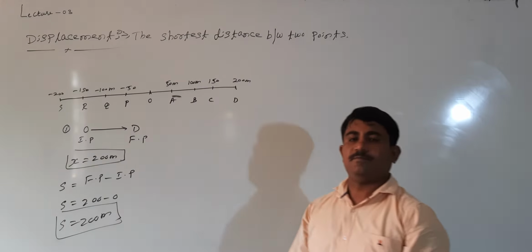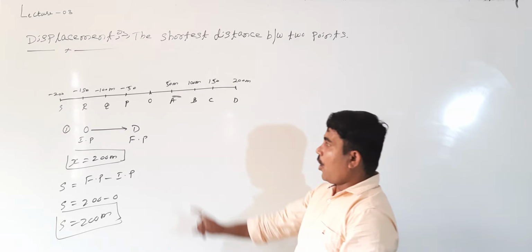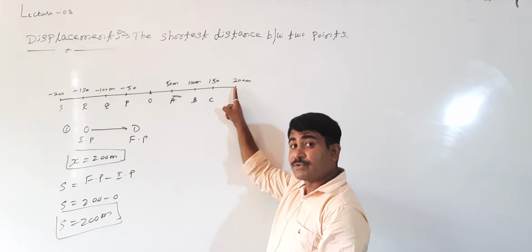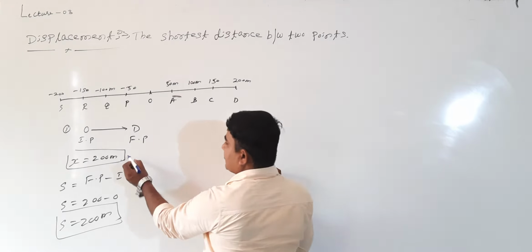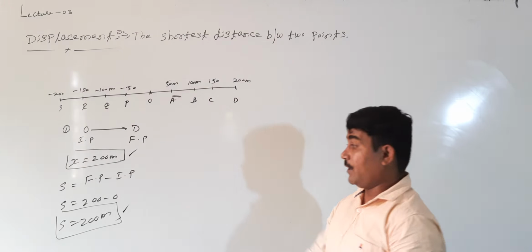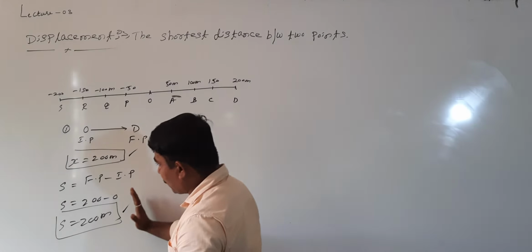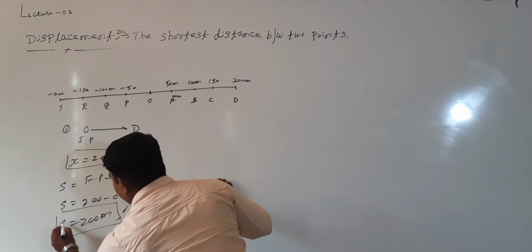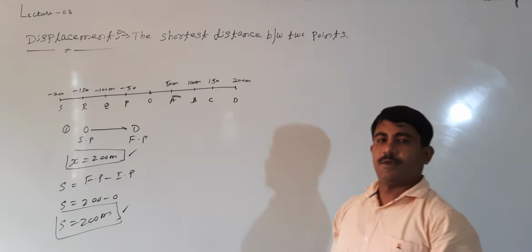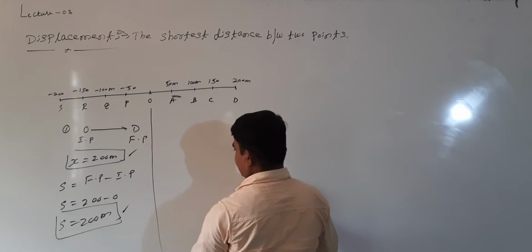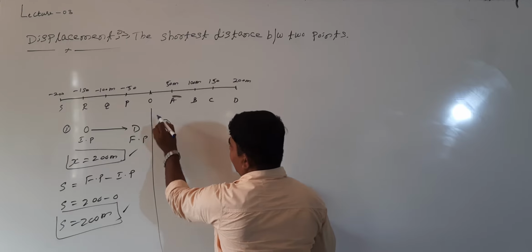What did you get? When an object moves in a straight line, the displacement and the distance are both equal. And in this case, displacement is positive. This is the displacement, you can call it positive. One more example I will take. Shall I take the second example?